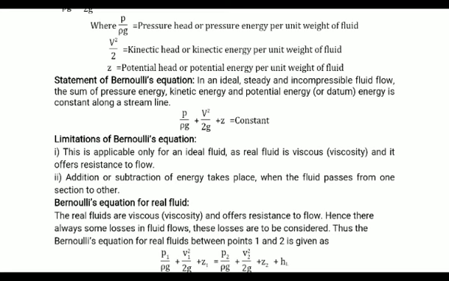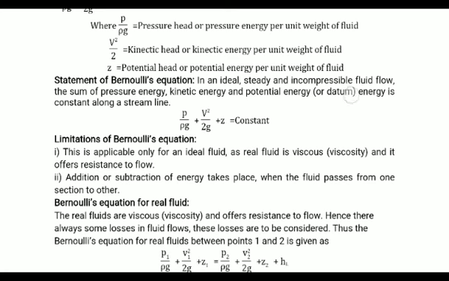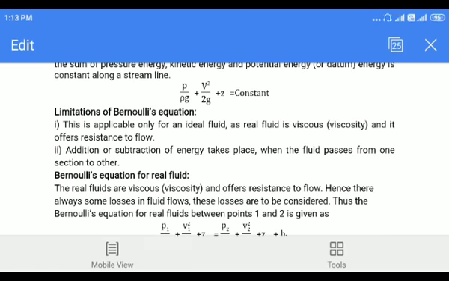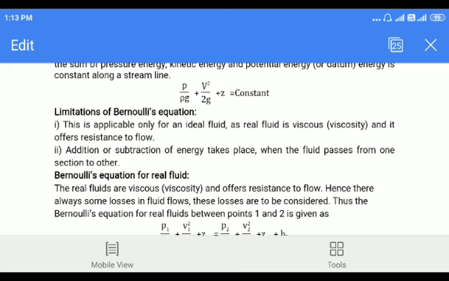Okay, so in the last class we have seen Bernoulli's equation. The statement of Bernoulli's equation is: in an ideal, steady and incompressible fluid flow, the sum of pressure energy, kinetic energy and potential energy or datum energy is constant along a streamline. Mathematically, I will write it as P over rho g plus v square over 2g plus z equal to a constant.